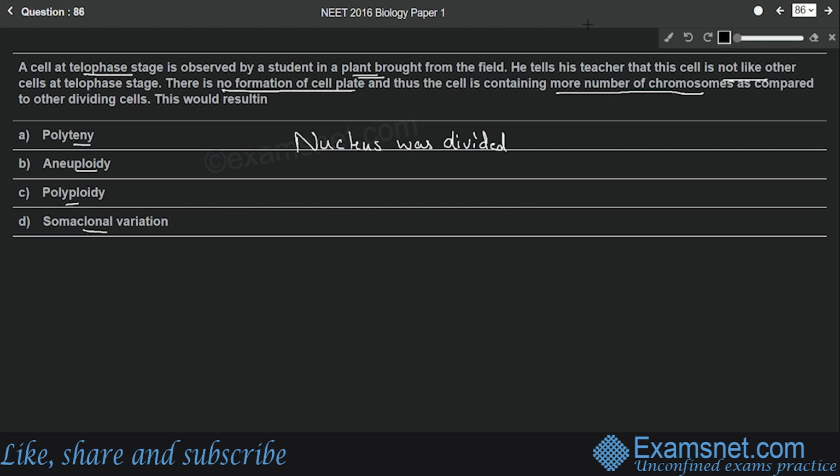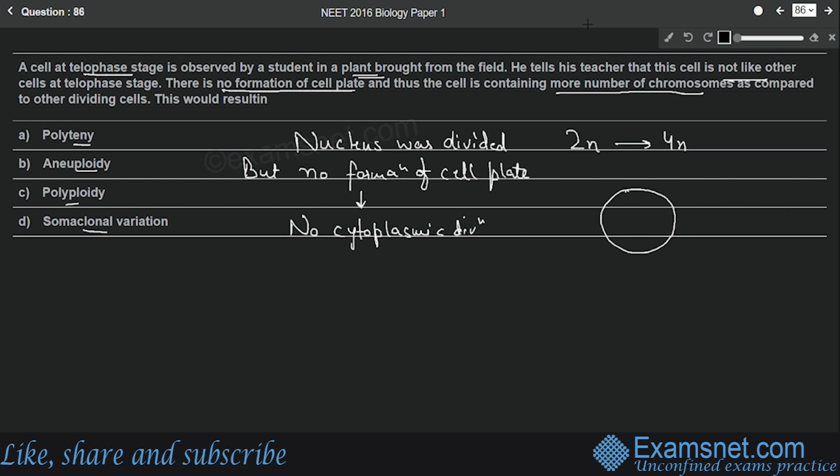It means the number of chromosomes got doubled. So initially if it was 2n, then it became 4n now. But the most important thing is that there was no formation of cell plate, okay? No formation of cell plate. And what does this mean? It means that there was no cytoplasmic division. So the cytoplasm was not divided.